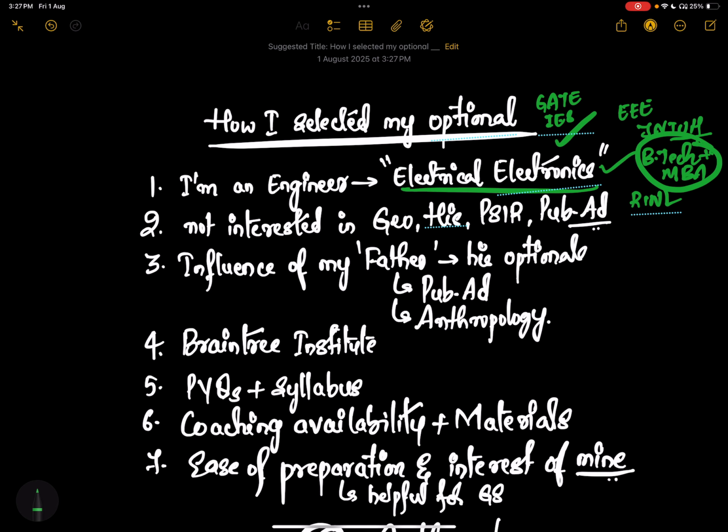So I'm interested in electrical and electronics subjects. After all these things, I decided, let's take electrical engineering as an optional. I went through the syllabus and the PYQs. Mostly it was in line with the engineering services only.